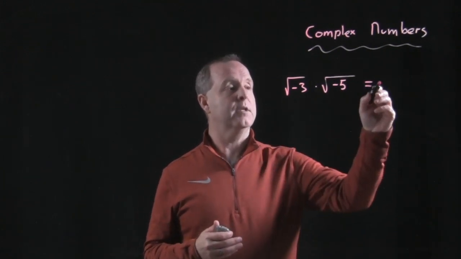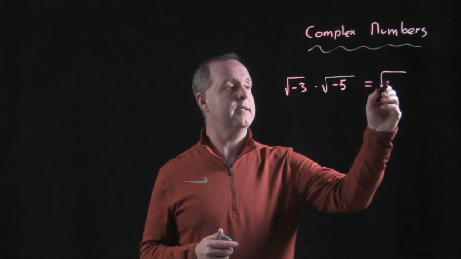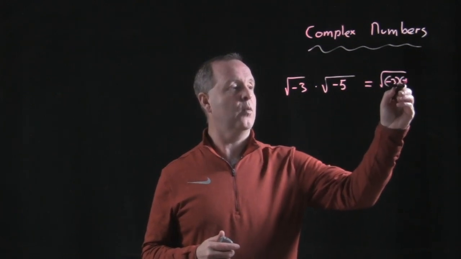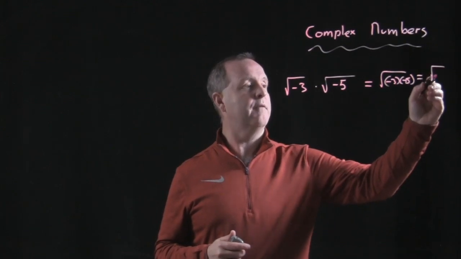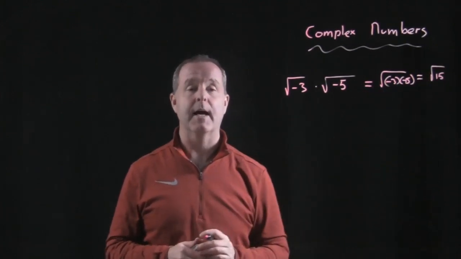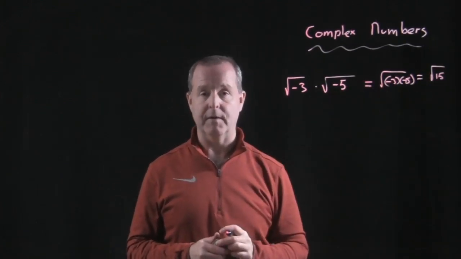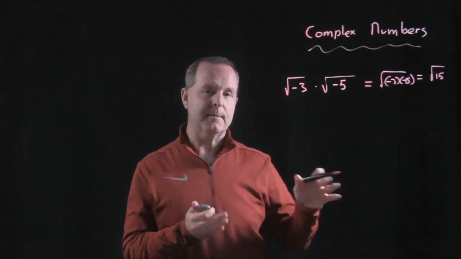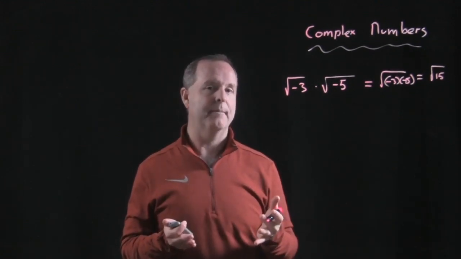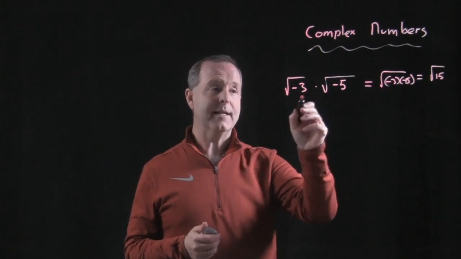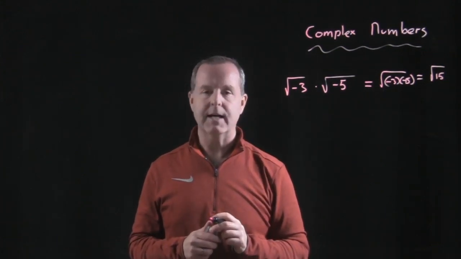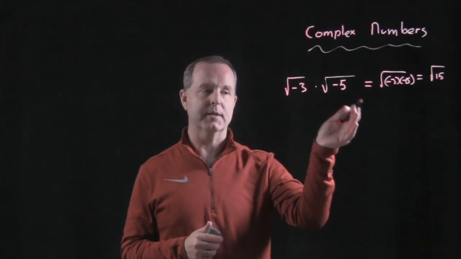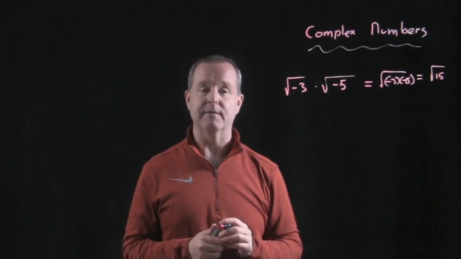Well, we should be able to multiply the insides, all underneath one root, and that's going to equal the square root of 15, because -3 times -5 equals 15. Now, if we did that, we jumped into the trap, because this product rule does work, but it only works over the course of real numbers. It doesn't work when we deal with complex numbers, something that involves a negative.